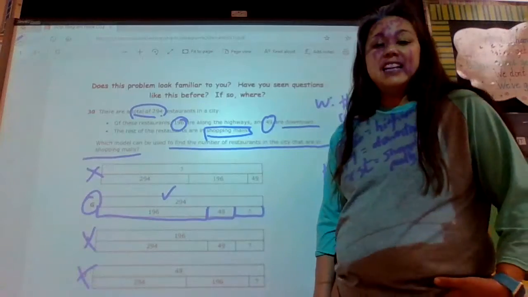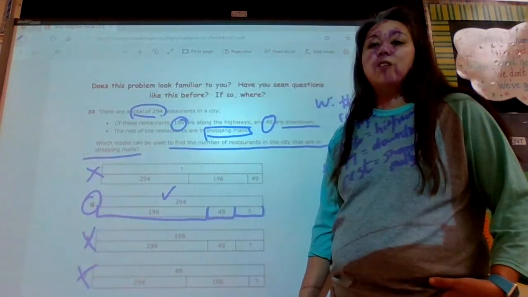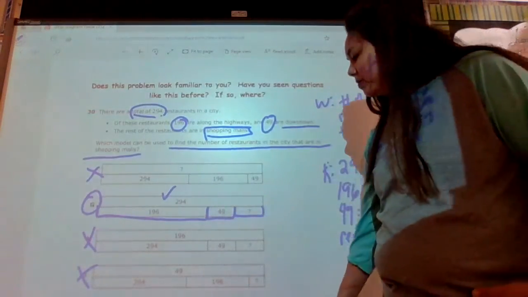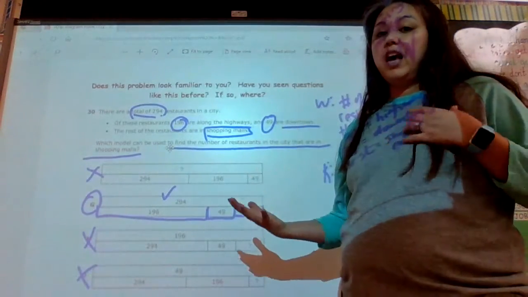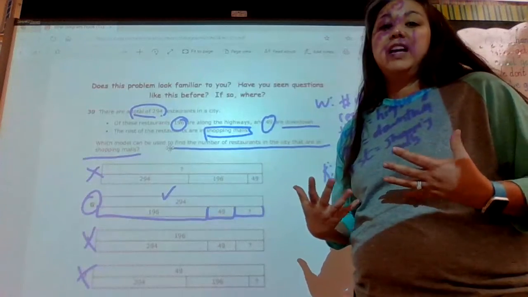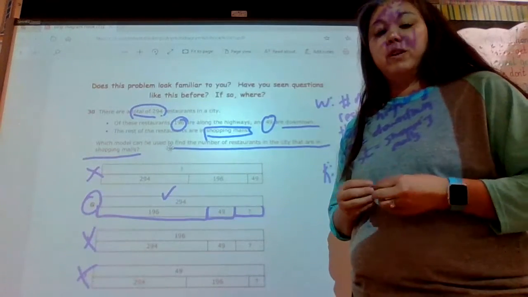And in this next lesson, we're going to learn how to solve these strip diagrams. Strip diagrams are awesome because basically they're an easy way to make a picture to help us with our multi-step problems. And that's what our TEK is going to help us with.